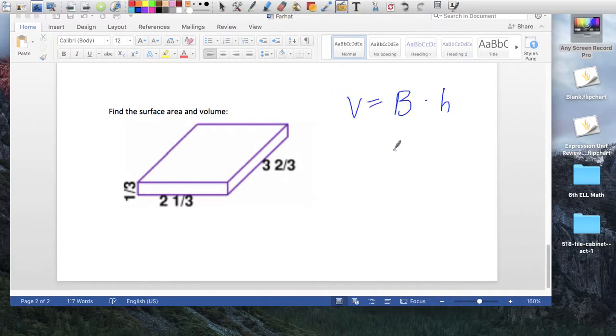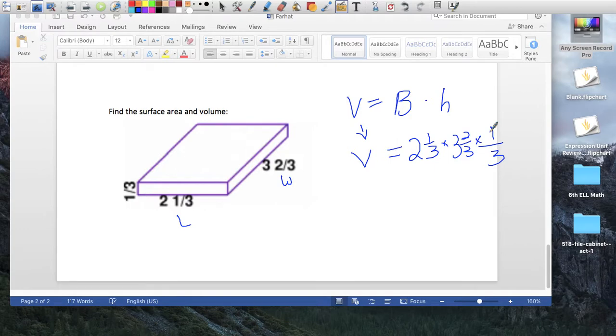Big B times H. We're finding volume, so this one will stay as V because that's what we need to find. H is 1/3, and the big B is made up of 2 numbers: the length, which is 2 1/3, and the width, which is 3 2/3, and then times 1/3.